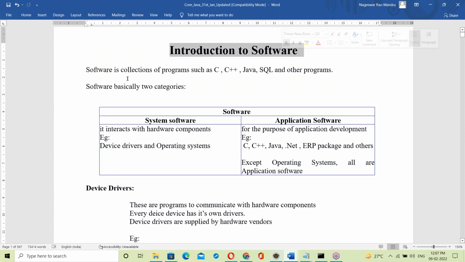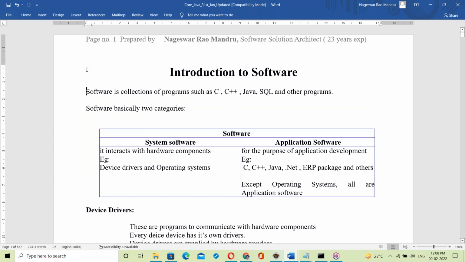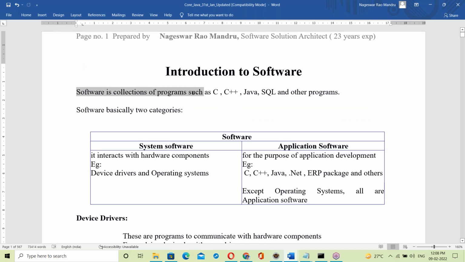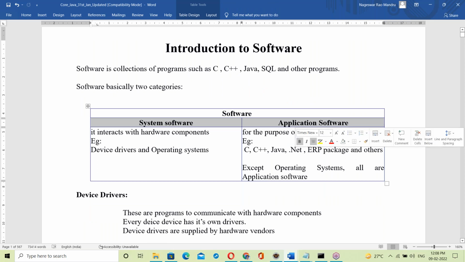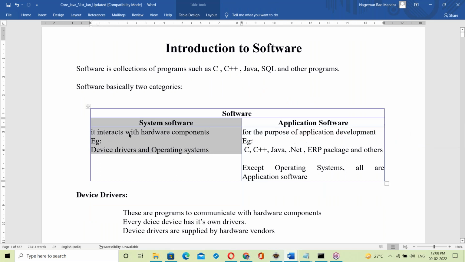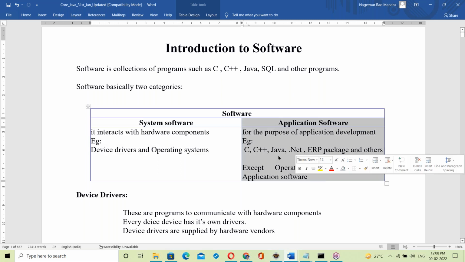Software is a collection of programs, such as C, C++, Java, SQL, and other programs. Software has basically two categories: system software and application software. System software interacts with hardware components; OS and device drivers are examples. Application software is for the purpose of application development, like C, C++, Java, .NET, ERP, and others.